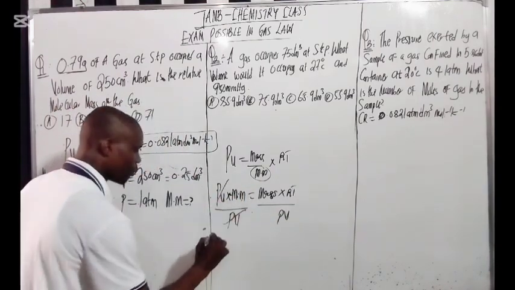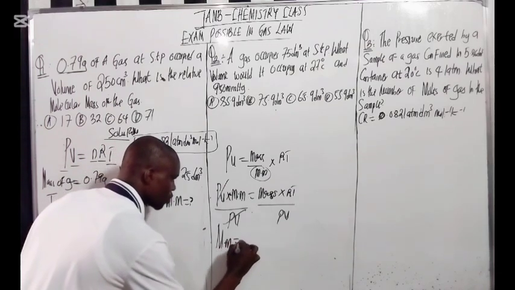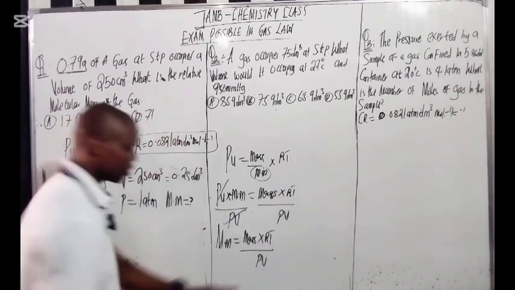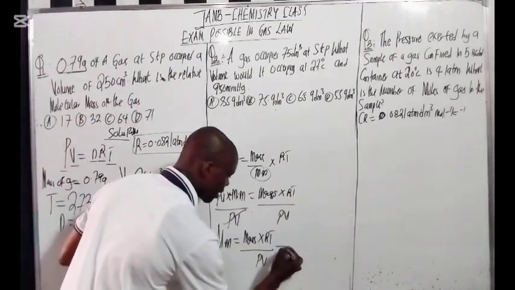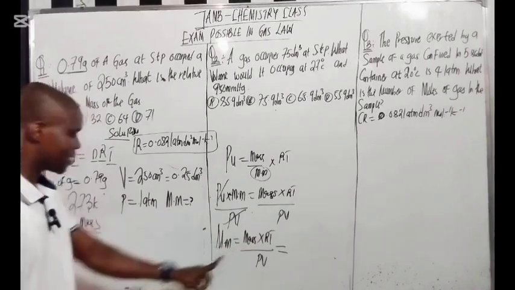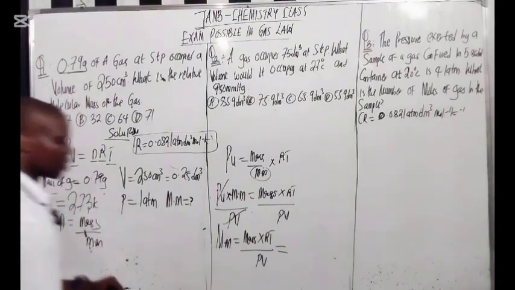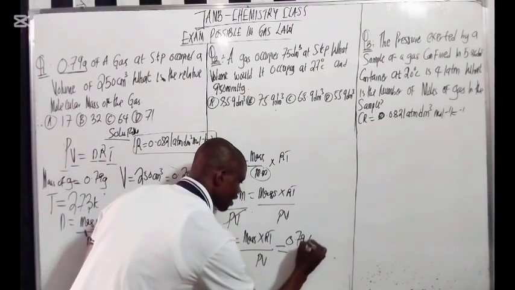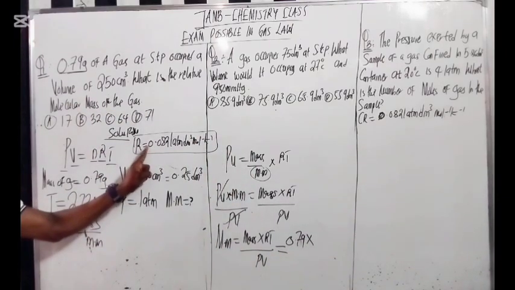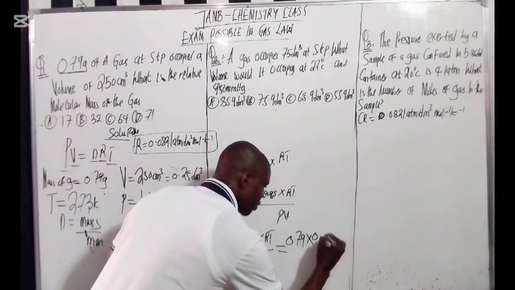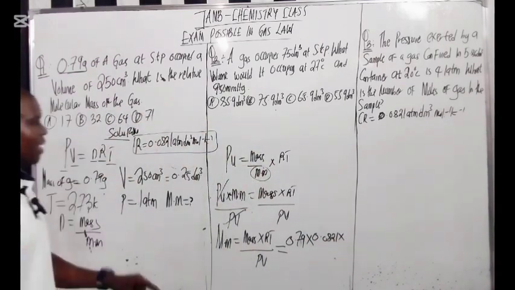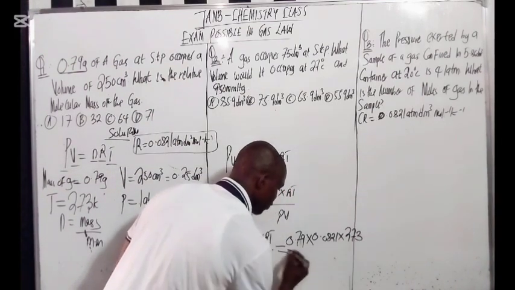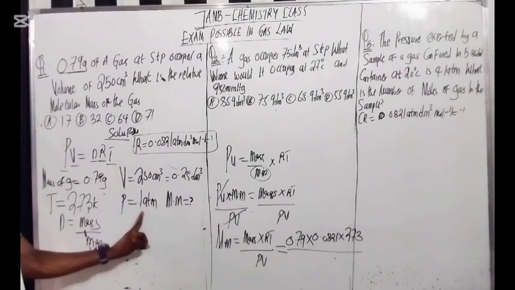PV, right? So my molar mass equals mass times RT over PV. What is my mass here? 0.79. Times, what is my R here? My R is 0.0821, times, what is my T? My T is 273, over, my P is what? 1 atm. Do you understand?